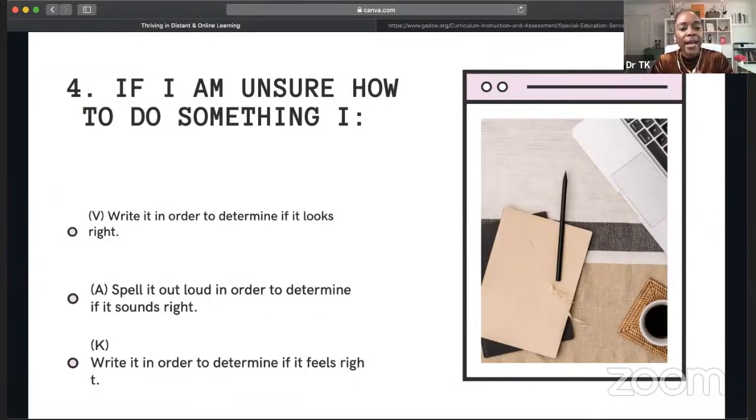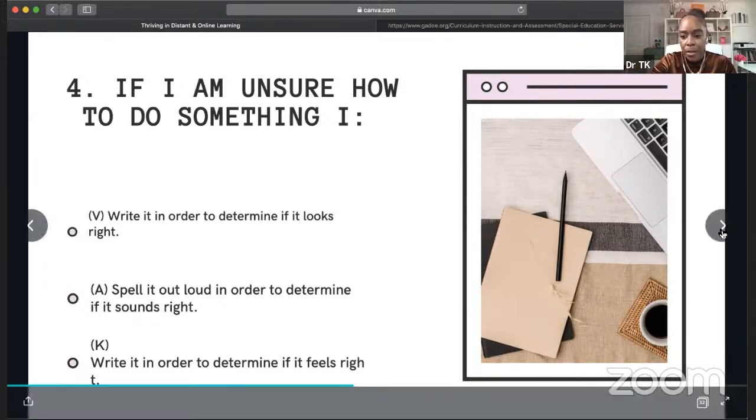Number 4, if I am unsure how to do something, I, V, write it in order to determine if it looks right. So if you're unsure of how to do something like a math question or a paper, you may list out something and look at it and say, okay, that's right. Like ingredients to cook, because this is not just about school, it's about learning styles in other parts of your life as well. Okay. So if you're learning how to cook something and you couldn't remember the ingredients, you may have to list it out. The A is spell it out in order to determine if it sounds right. And then K is write it in order to determine if it feels right. So you physically have to do the act of writing it out.